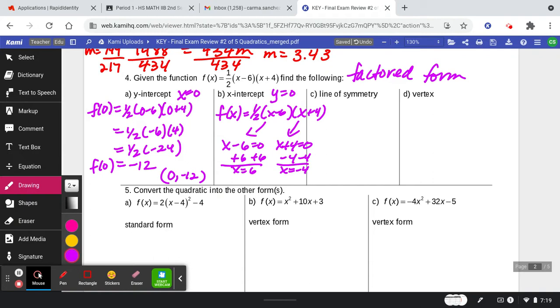Remember that if the factors are negative 6 and positive 4, the solutions are going to be positive 6 and negative 4. It's the opposite sign from what's in the parentheses. And then when we write the answer in intercept form, we write 6, 0 for the x-intercept, and we write negative 4, 0 for the y-intercept. How'd you do?